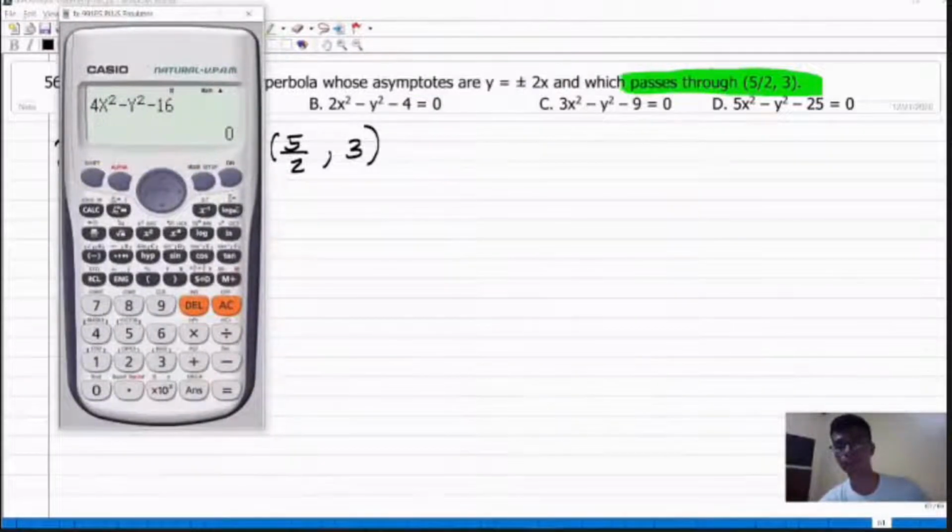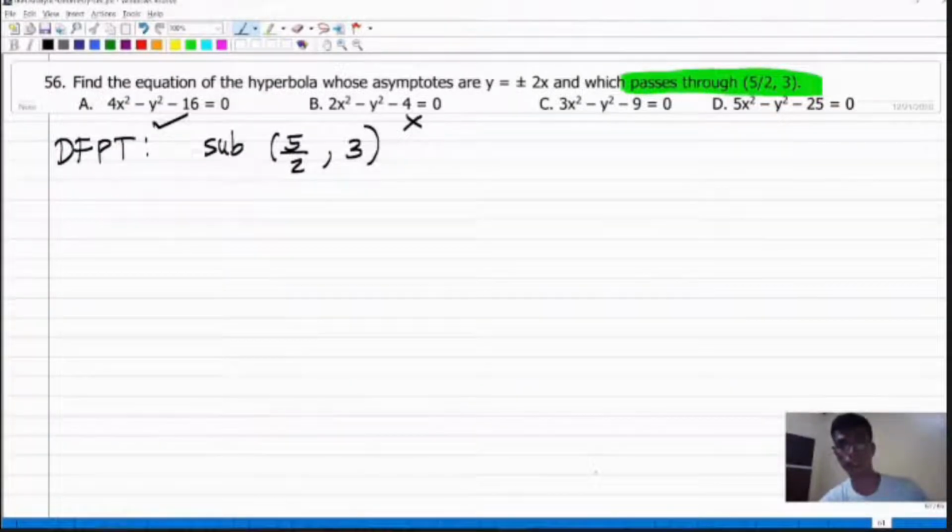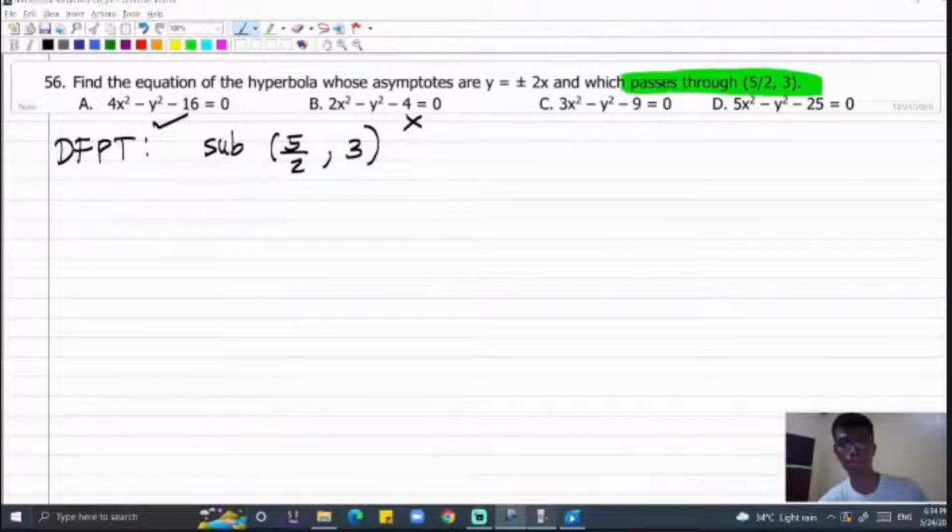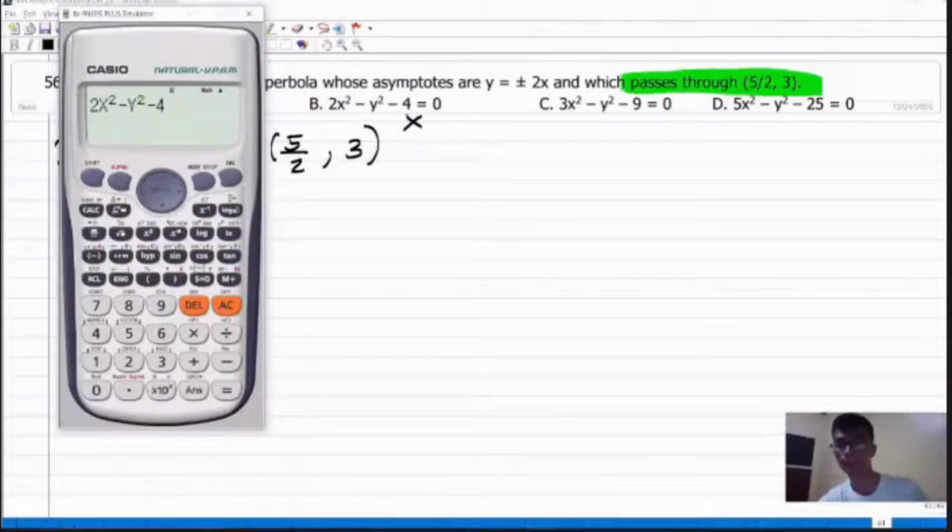2 alpha x squared minus y squared minus 4. Calc 2.5 yung x, 3 yung y. This is wrong. May nilabas siyang value. And then 3x squared minus y squared minus 9. That must be equal to 0. 3/4. Mali.